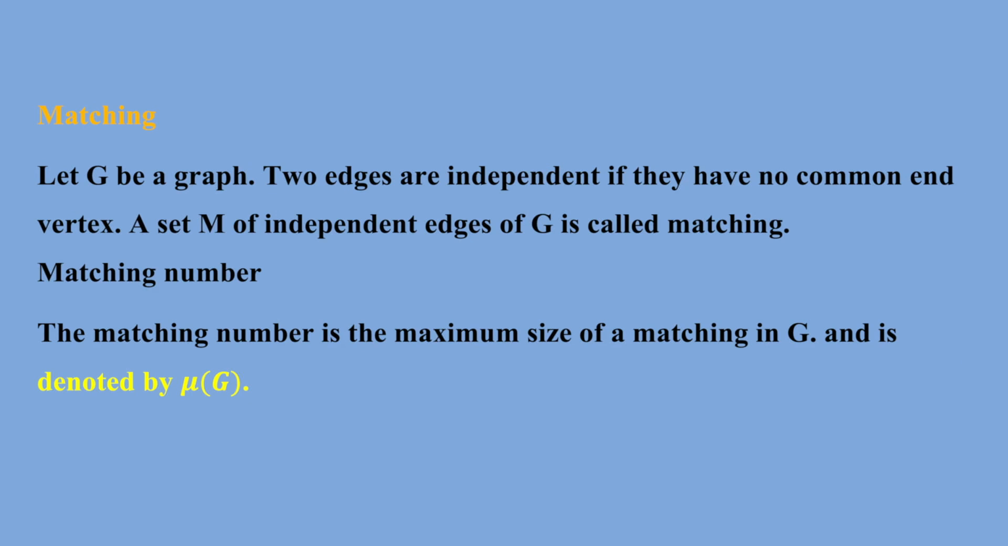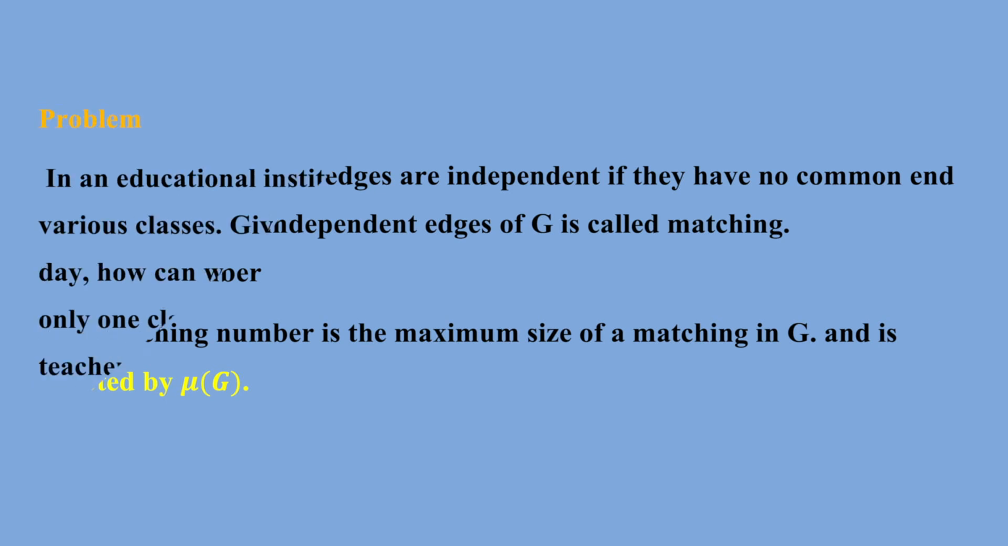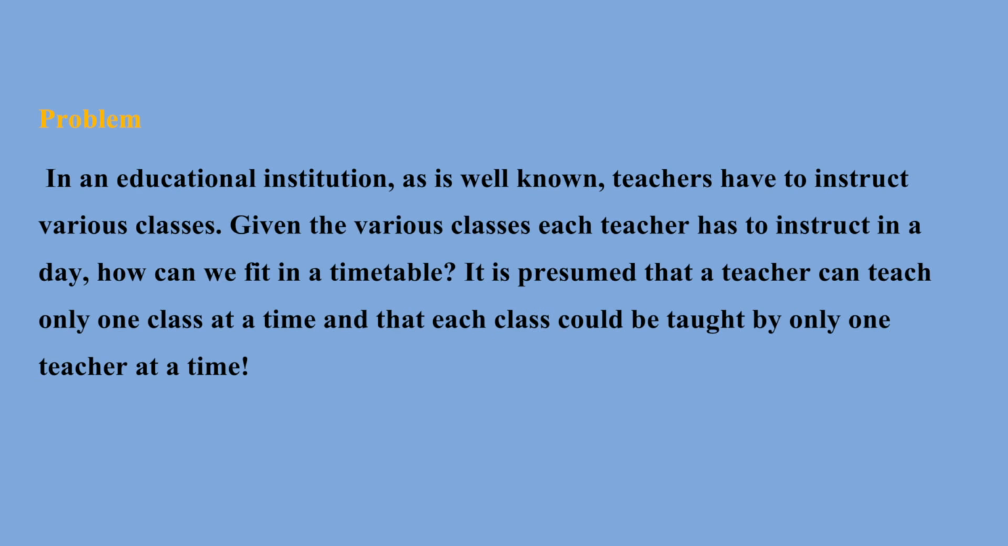Now, let us see the definition of a matching. Let G be a graph. Two edges are independent if they have no common vertex. A set M of independent edges of G is called a matching. So, what do we mean by the matching number? The matching number is the maximum size of a matching in G and is denoted by mu of G. Let us see a problem.